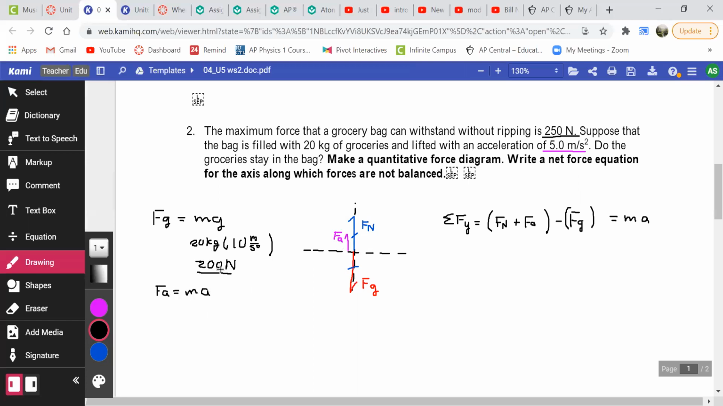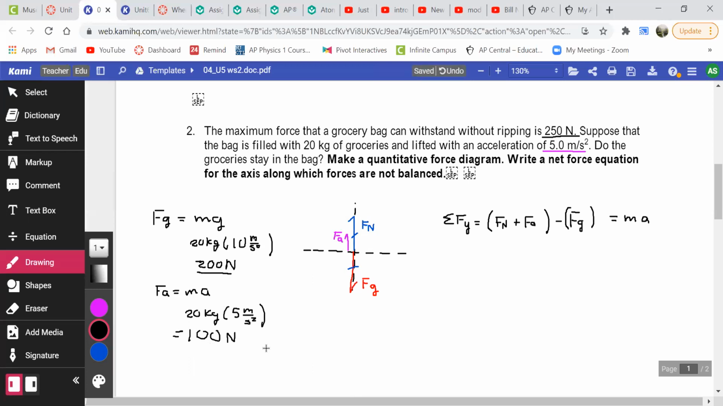Well, we already know that the acceleration is 5 meters per second squared and that the mass is 20 kilograms. So we say 20 kilograms times 5 meters per second squared. Maybe you noticed the relationship between the last problem, which was 10. So it'll be half of that previous. This is 100 newtons of force. So you've added 100 newtons of force into the system.